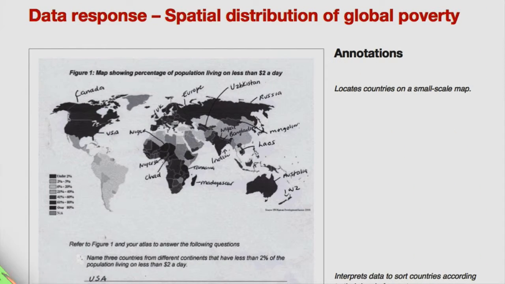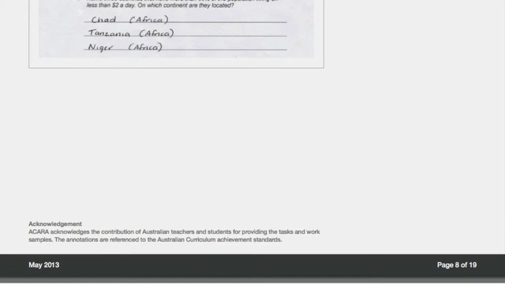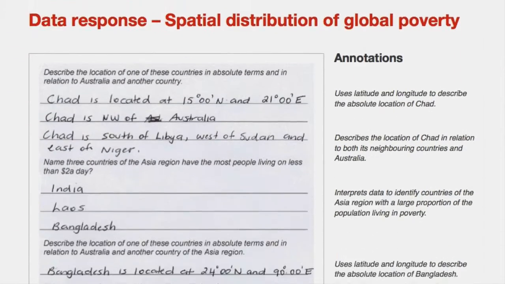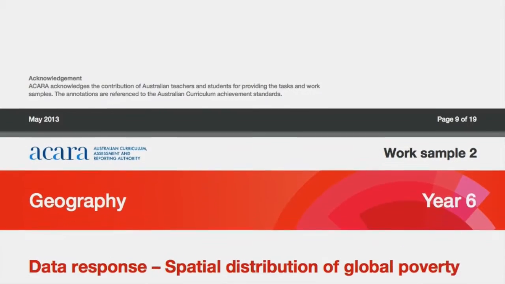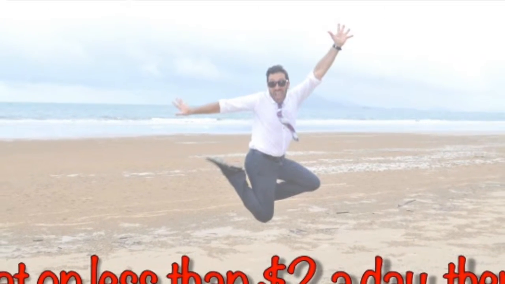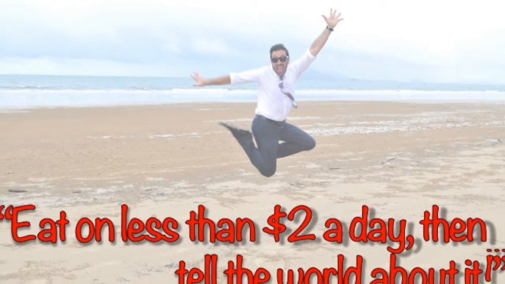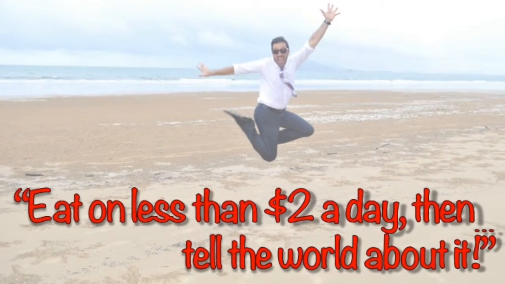and significantly impacted. The original Year 6 Geography ACARA work sample, Data Response, Spatial Distribution of Global Poverty, has undergone such a transformation. Now called Eat on Less Than $2 a Day, Then Tell the World About It. This redefined task epitomises the radical changes that can be realised when learning is engineered using the SAMR framework.